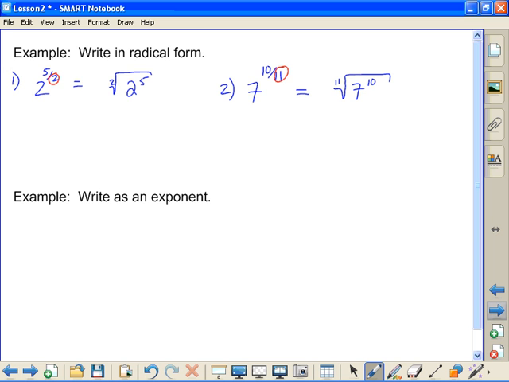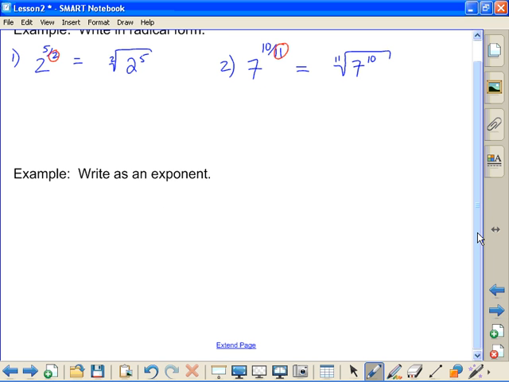All right. Writing it as an exponent is basically going the other direction. So if I ask for the 5th root of 2 to the 9th, I want you to write that in exponential form. You write it as 2. The indice is your denominator, so there's the 5. And the exponent that was in there with the radicand, or the 2, goes into the numerator. 9/5.